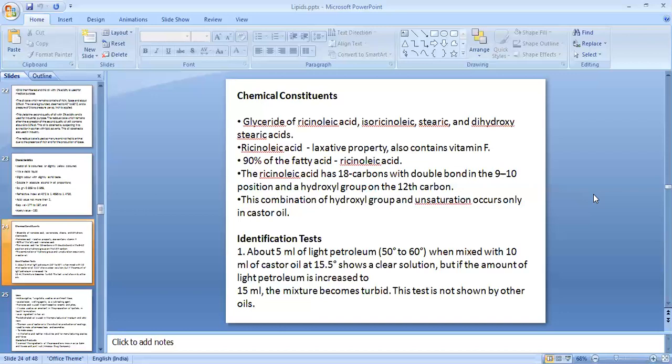And when you come to the identification test for castor oil, about 5 ml of light petroleum is mixed with 10 ml of castor oil, and below 15.5 degrees Celsius, it gives a clear solution. Even if it is stored in the refrigerator or at 0 degrees centigrade, the solution remains clear. As I already told you in the solubility, it is freely soluble with equal amounts of alcohol.